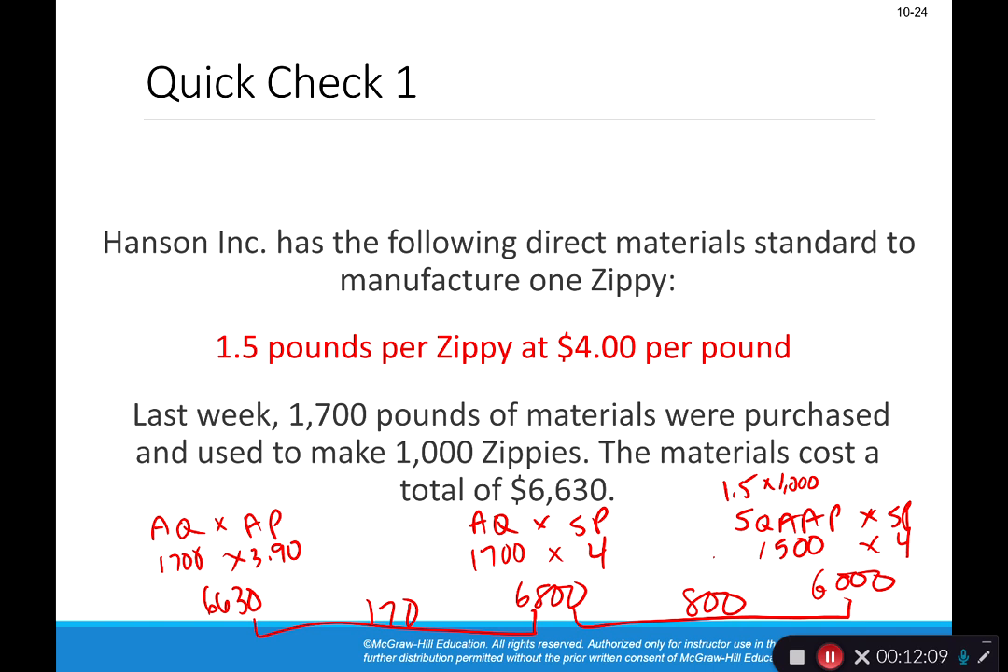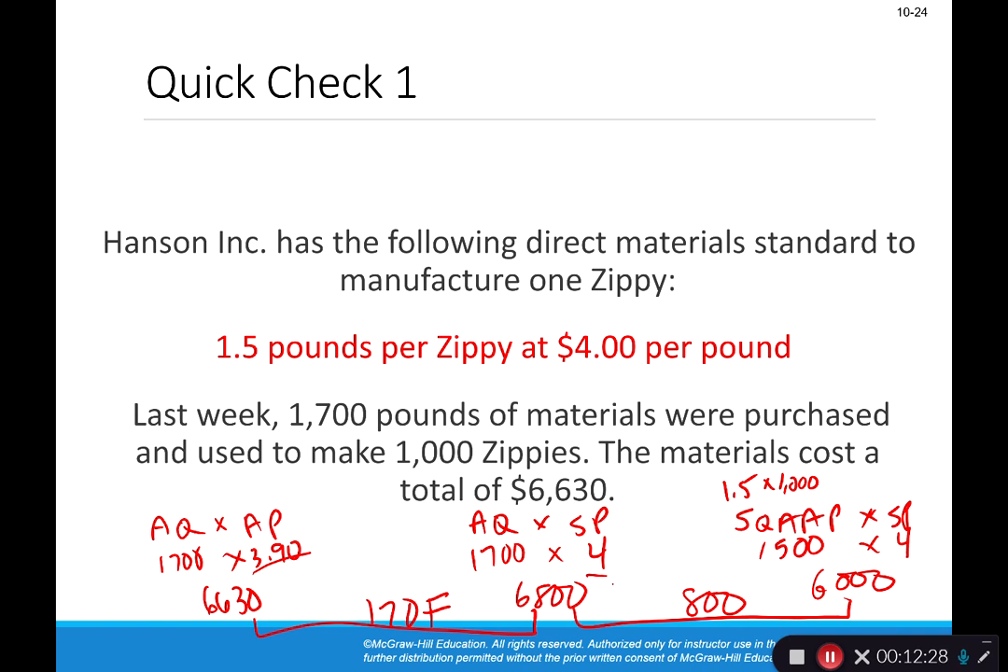So the actual price, $3.90. The standard was 4. Good job, Johnny. You did a great job saving money. So that would be a favorable variance. That would also happen in total. If actual was $6,630 and budget was $6,800, spending less is favorable.